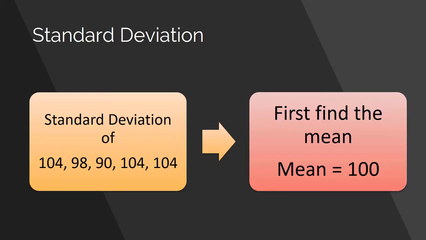So with this background, let's calculate the standard deviation of those same numbers. And these numbers are 104, 98, 90, 104 and 104. To find out standard deviation, there are a number of steps. Let's go slowly step by step and understand that. The first thing you want to do is find out the mean of these numbers. The mean of these numbers is 100, which we have calculated earlier as well. You add these 5 numbers, divide by 5, and that will give you 100. So that's the mean. That's step number 1 to calculate the standard deviation.